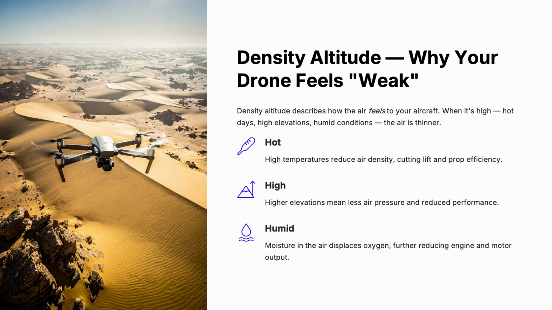Let's break down the 3 contributors. Heat. High temperatures reduce air density, which cuts both lift and propeller efficiency. Elevation. Higher elevations mean less air pressure to begin with, which reduces performance right out of the gate. And humidity. Moisture in the air actually displaces oxygen, further reducing motor output. Put these 3 together: hot, high, and humid, and you've got a drone that performs noticeably weaker than it would on a cool day at sea level with dry air.